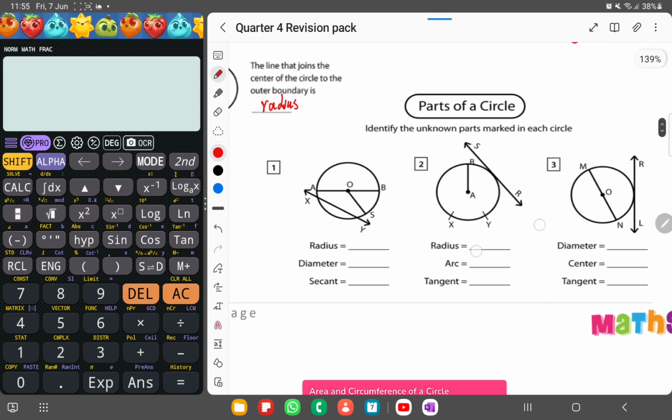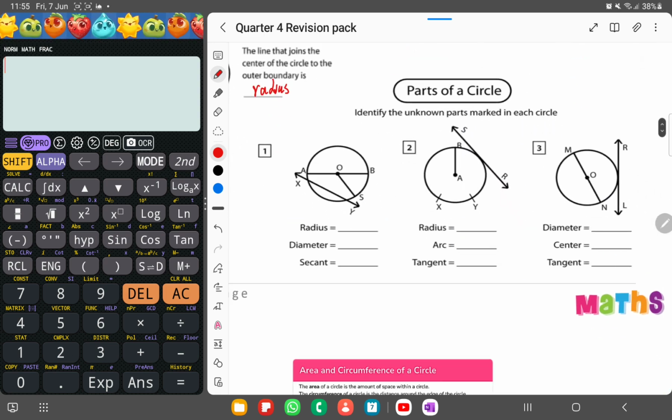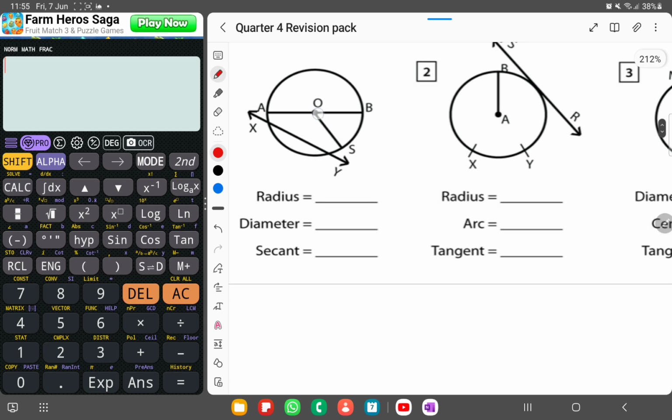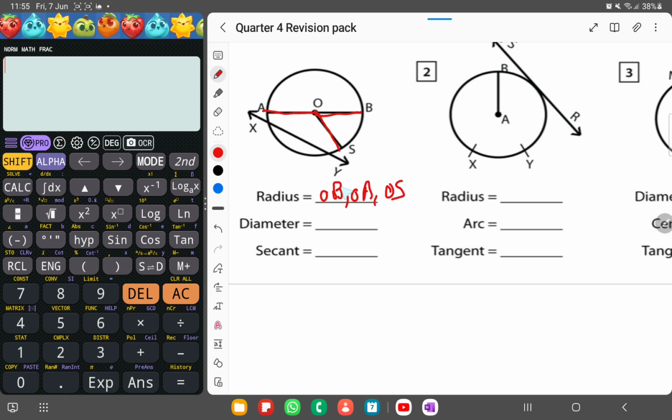Very good. So here, this question, how do we solve this? What is a radius? We can say OB is a radius, OS is a radius, OA is a radius. OB, OA, OS, all of these are radii. What else? What is a diameter? A diameter is a line that passes through the center and touches the circle at two end points. So AB, very good. Secant, a line that cuts the circle and continues going without touching the center. So it's called the XY straight line.